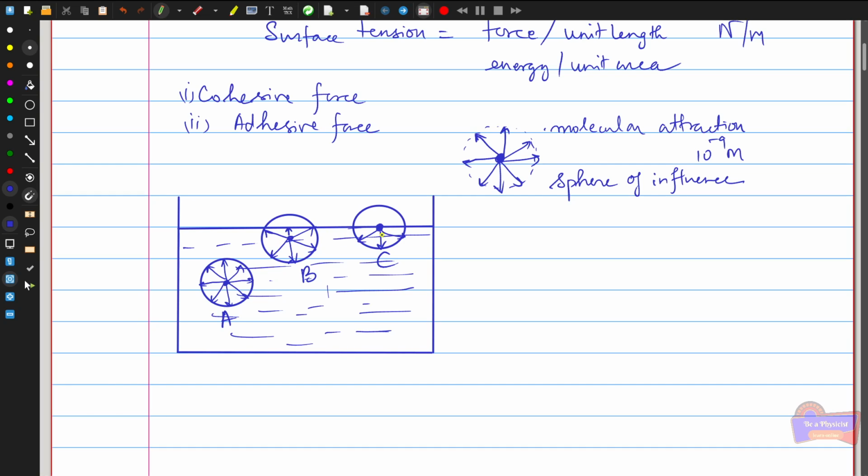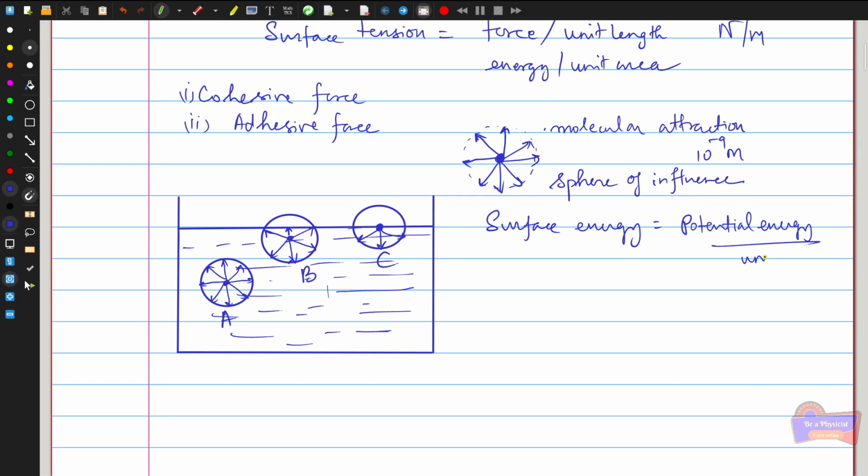If you want to define surface tension in terms of energy, then the potential energy per unit area of the surface of the film is called the surface energy. So the surface energy is equal to the potential energy per unit area.